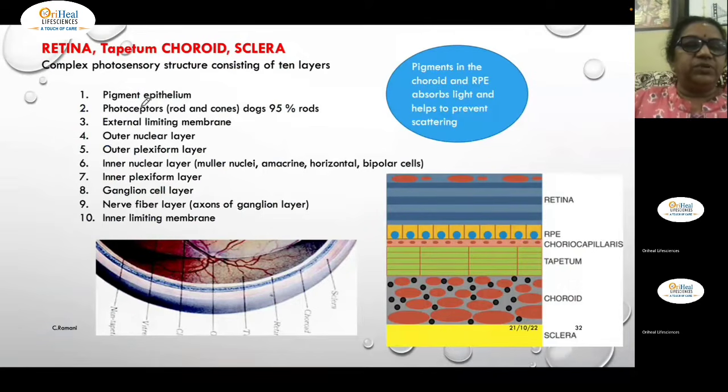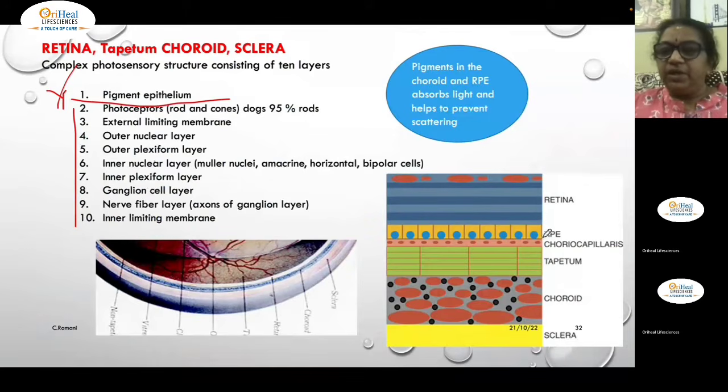Of course, the retina is composed of different layers like this, and the one thing you should understand here is that you can actually divide the retina clinically into two. That is, the first, the retinal pigment epithelium outside, and the inner neurosensory retina. So whenever there is a retinal detachment, the detachment happens actually between the pigment epithelium and the neurosensory retina.